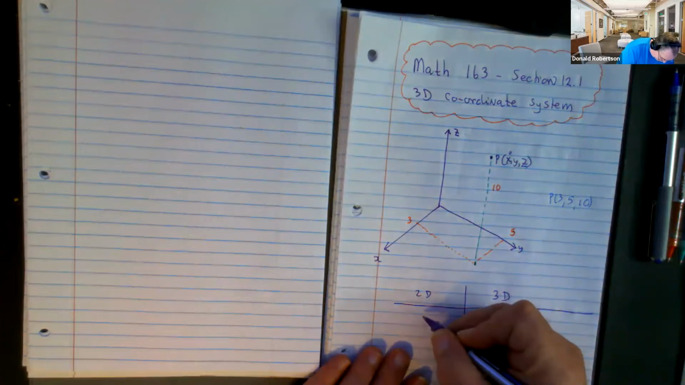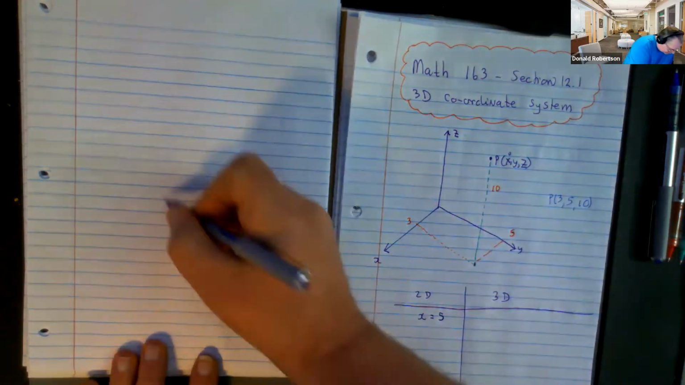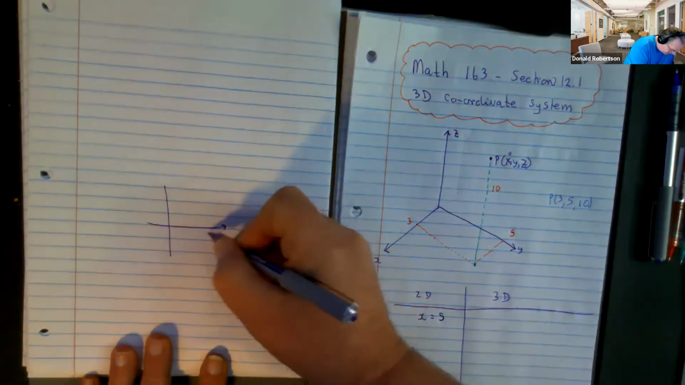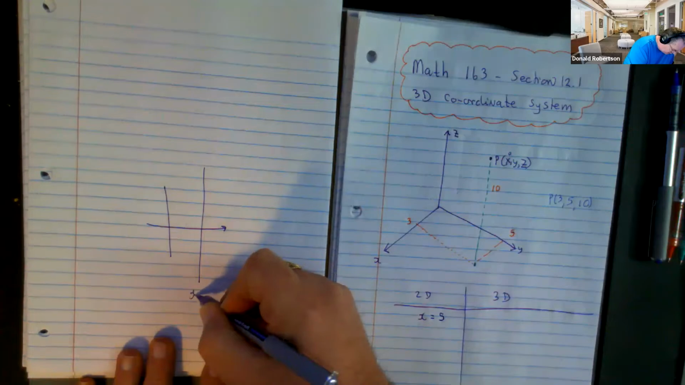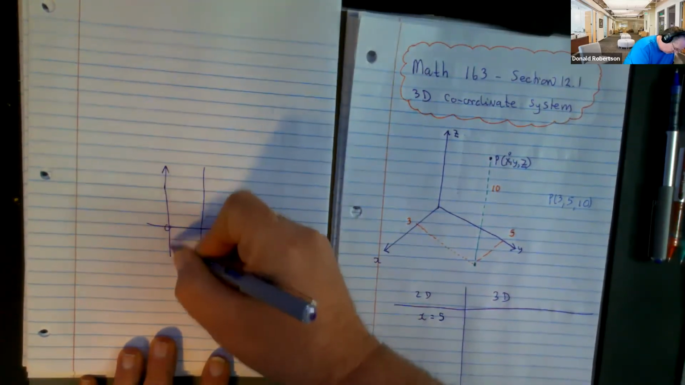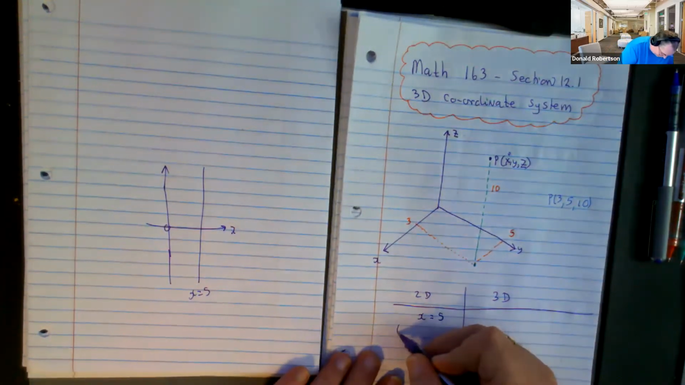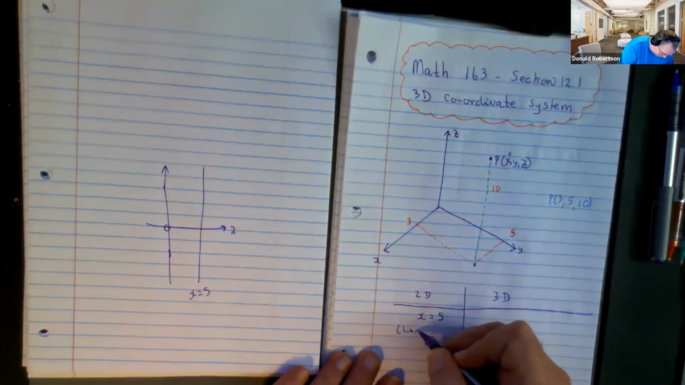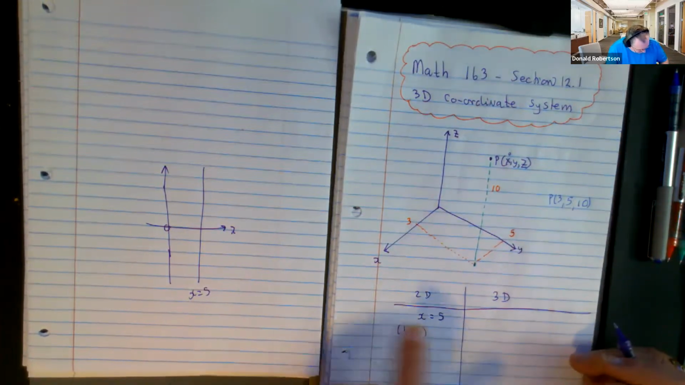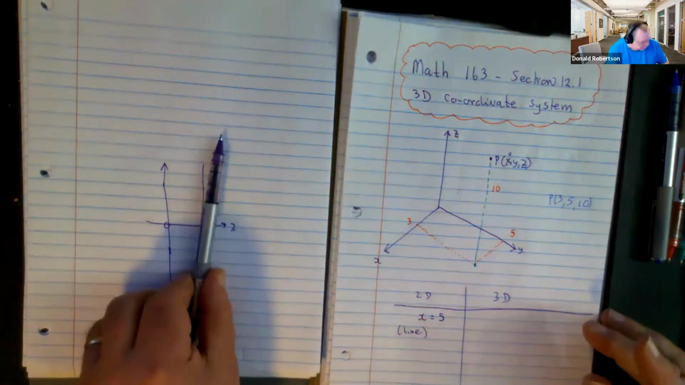Right. If I said x equals 5, what does that look like in 2D? I hope you would say it's a vertical line passing through the x-axis at 5, right? So that's a line. It really represents all the points in 2D space that have the property that their x-coordinate is 5. Comfortable with that?